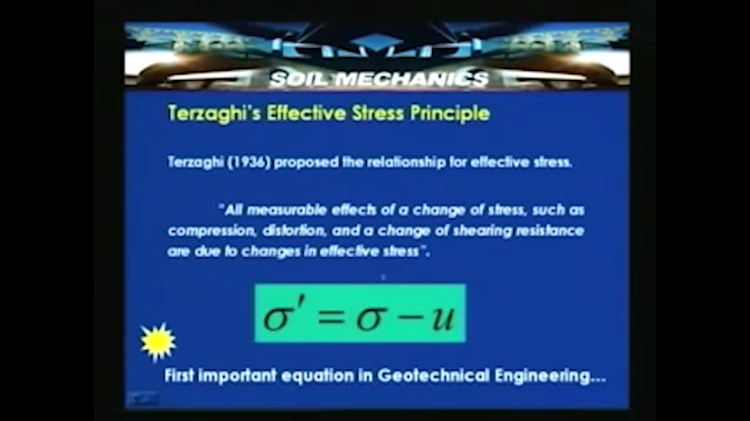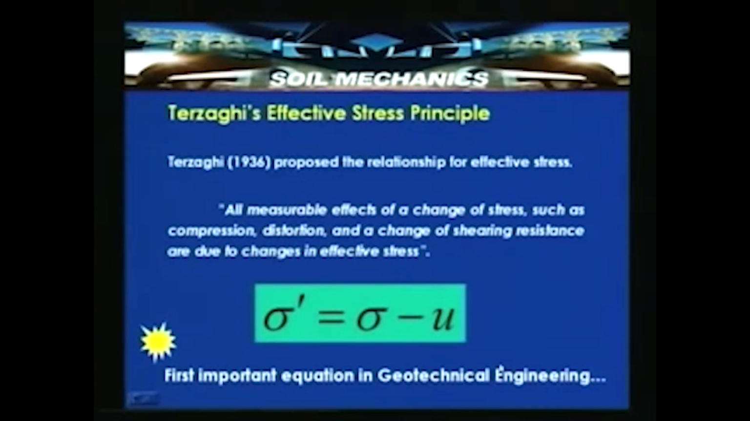So, what Terzaghi has proposed is an equation, given like this: sigma dash is equal to sigma minus u. That means sigma is the total stress, u is the pore water pressure. The new term introduced here, sigma dash, is called the effective stress, or intergranular stress. So, sigma is equal to sigma dash plus u is the famous and first important equation in geotechnical engineering.